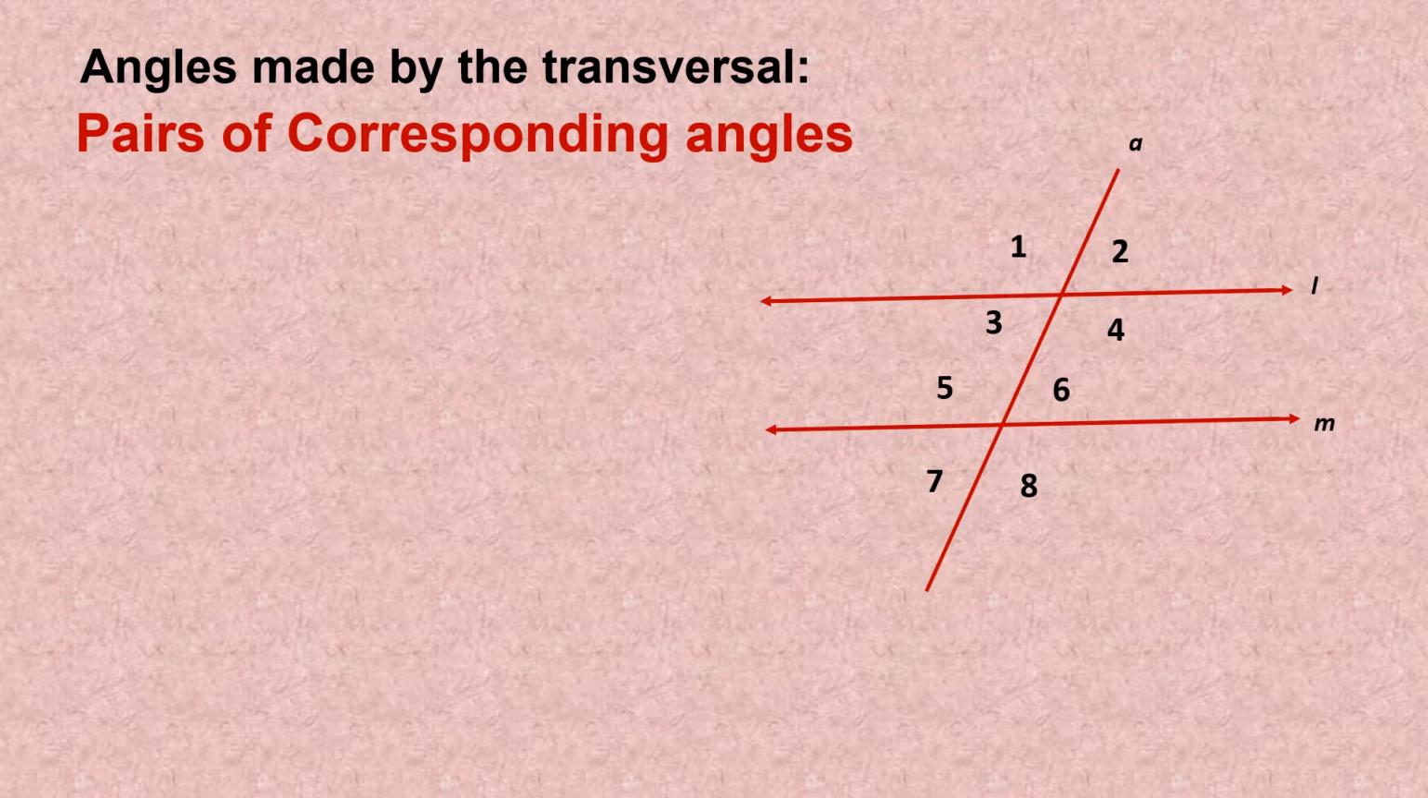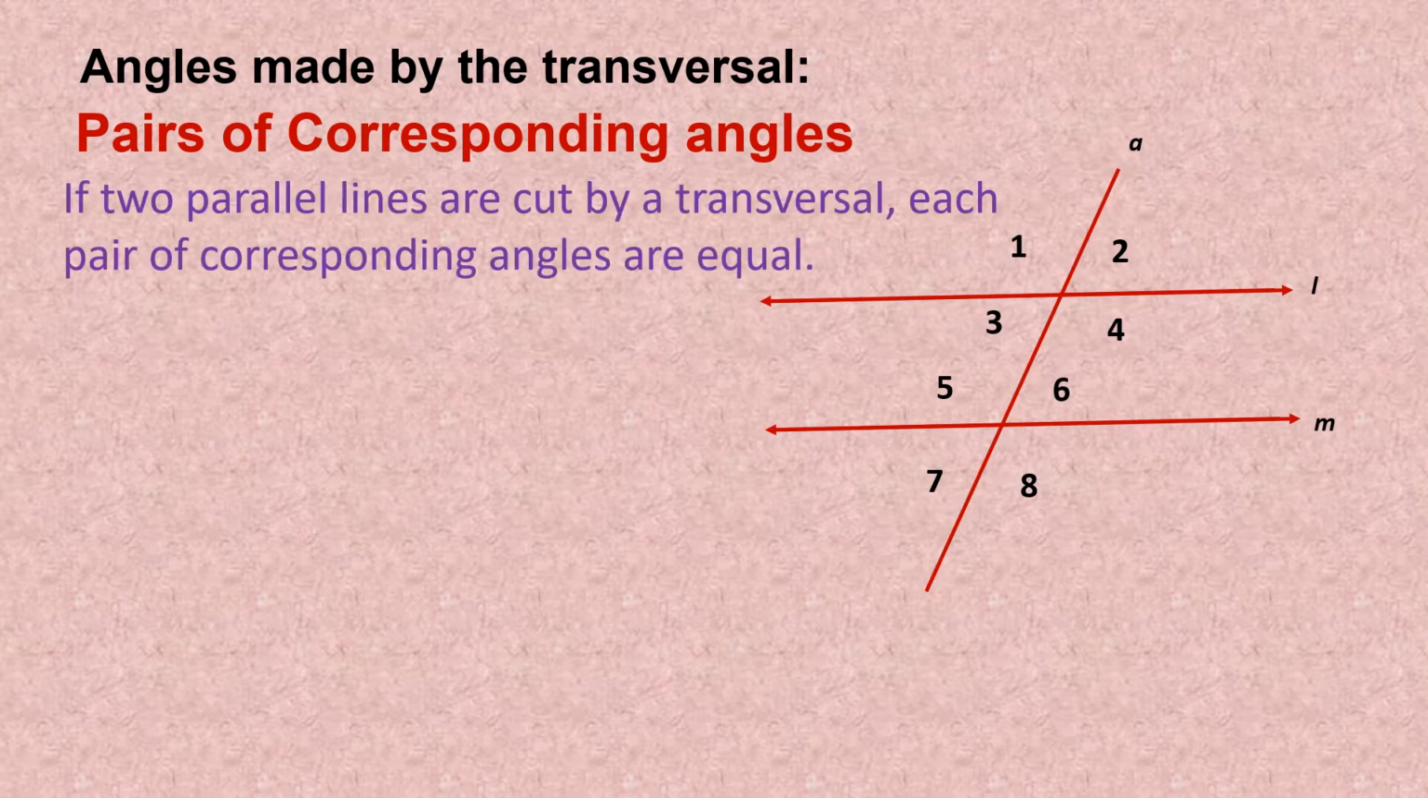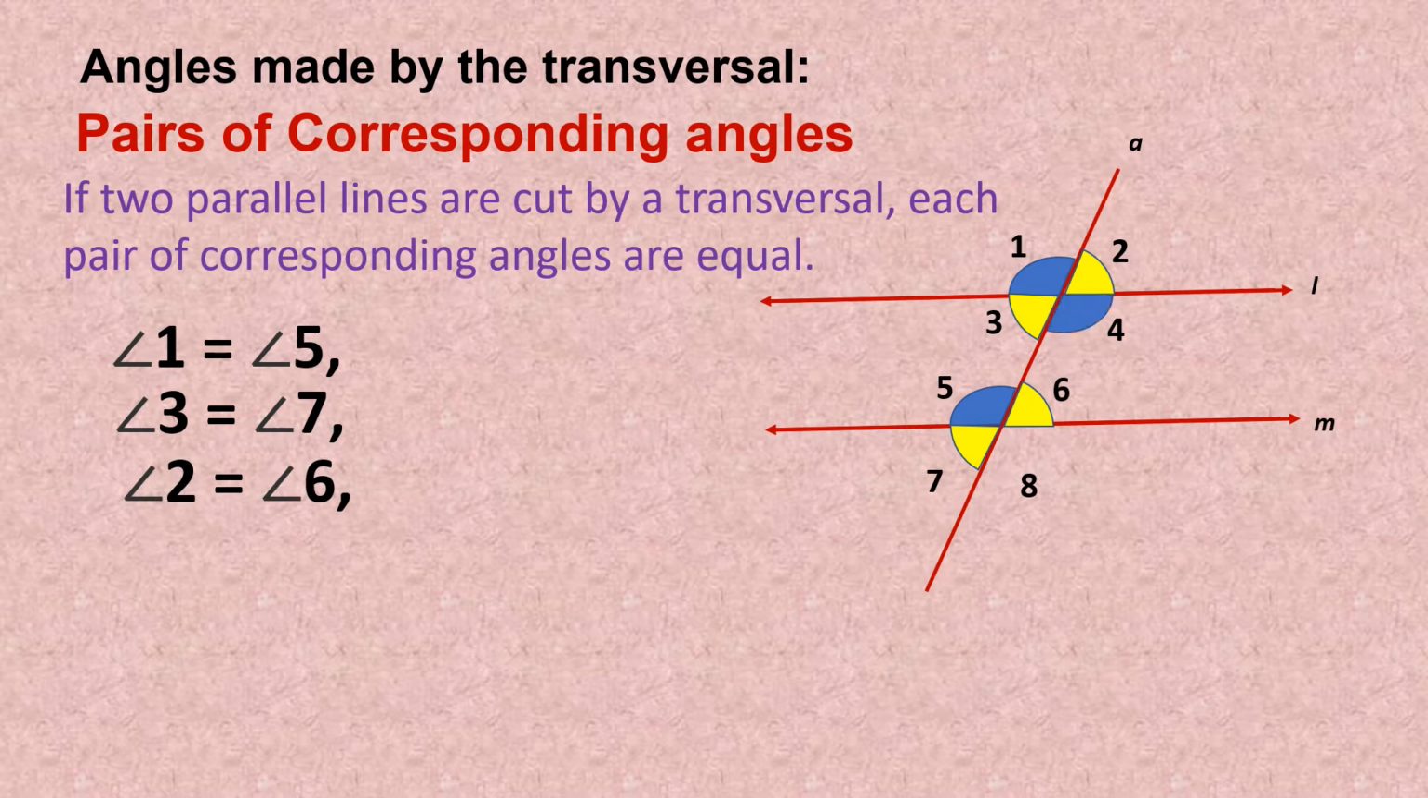Now let us see the pairs of corresponding angles property. If two parallel lines are cut by a transversal, each pair of corresponding angles are equal. So we know that angle 1 and angle 5 are corresponding angles. So angle 1 equals angle 5. Angle 3 is equal to angle 7. Angle 2 is equal to angle 6. Angle 4 is equal to angle 8.